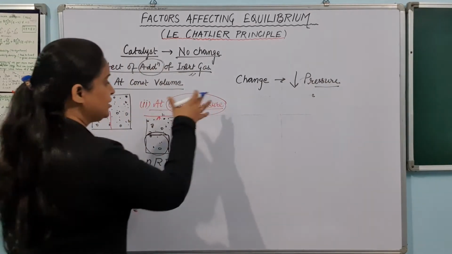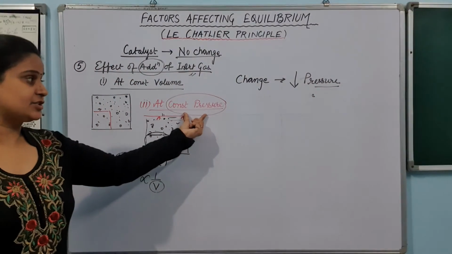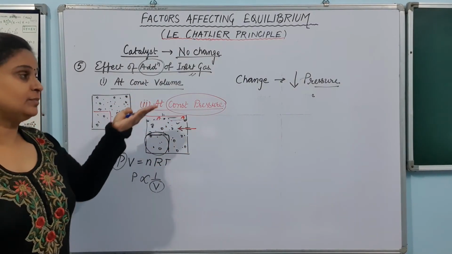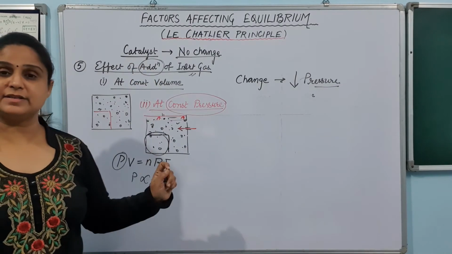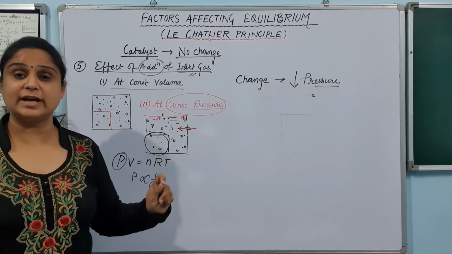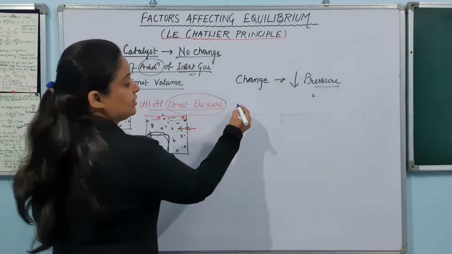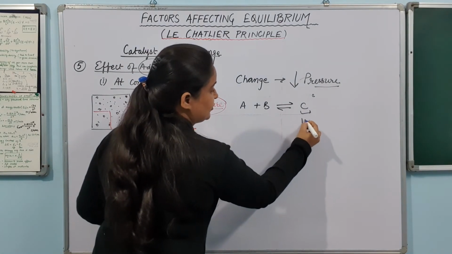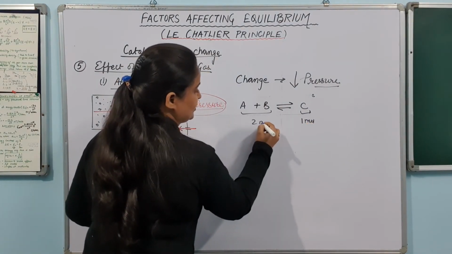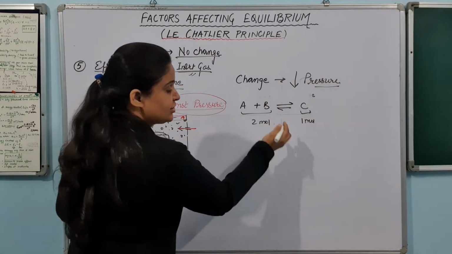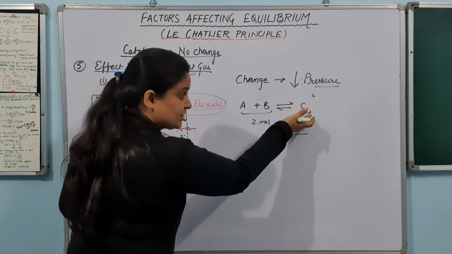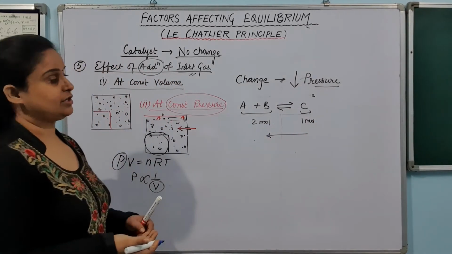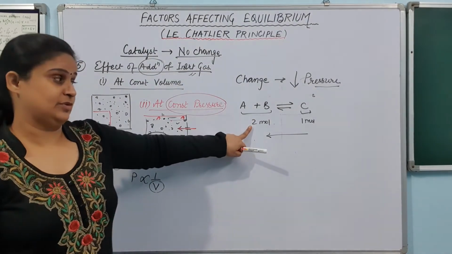So always remember, when you add inert gas at constant pressure, you will decrease the pressure because you will increase the volume. More is the volume, less is the pressure. When you decrease the pressure, the reaction will move in such a way that the pressure increases. So if a reaction is A plus B equals C, count the number of moles, 2 moles and 1 mole. You have decreased the pressure. The reaction will move in the reverse direction, because you have decreased the pressure, so it will try to increase it. Number of moles is directly proportional to the pressure. So it will shift towards more number of moles.